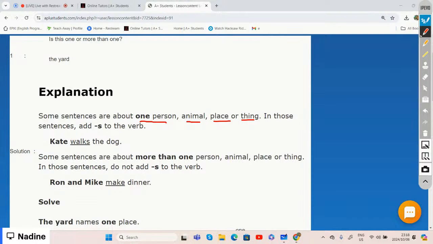And if we look at an example of one person, one animal, one place, or one thing, it says Kate walks the dog. And as we can see, Kate is in bold. That is a subject that's in bold. And the underlined word, that is our verb. And as we can see, our verb ends with an S.